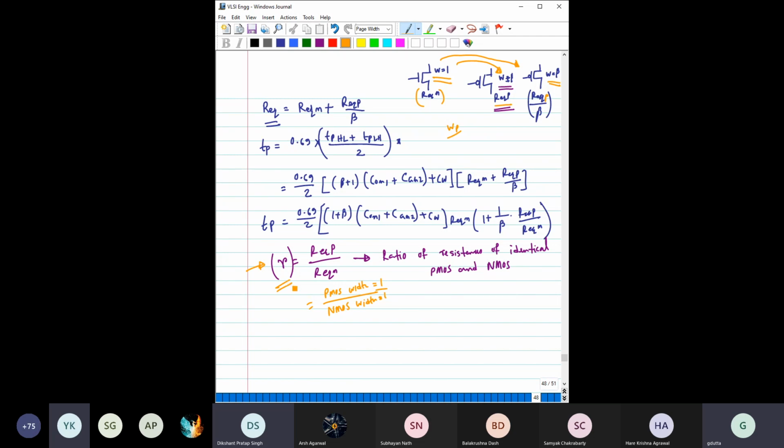This is the R, the factor by which so far we have designed our inverter, right? If this R is equal to 2, then for an inverter we have always made the PMOS width equal to 2 times compared to that of the NMOS. Not clear yet?